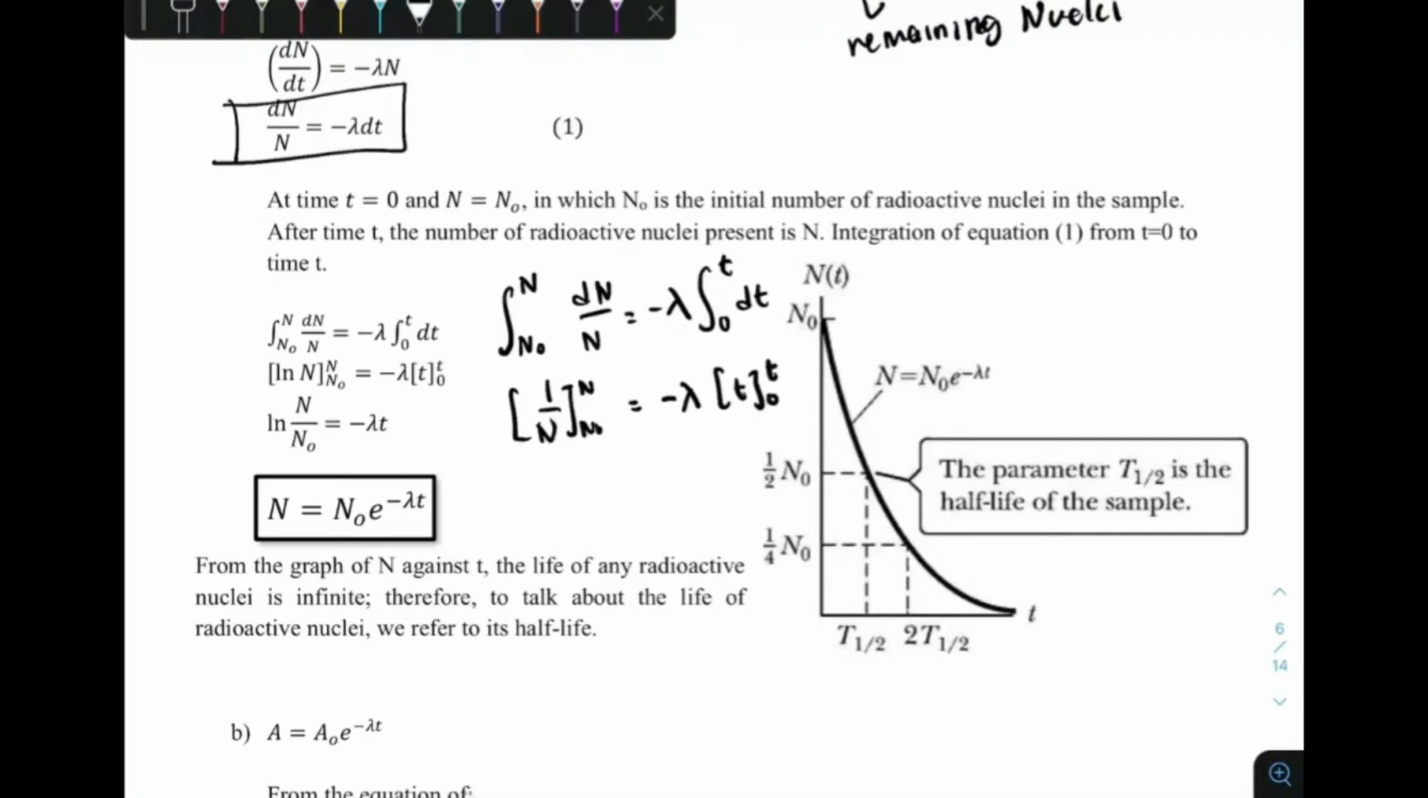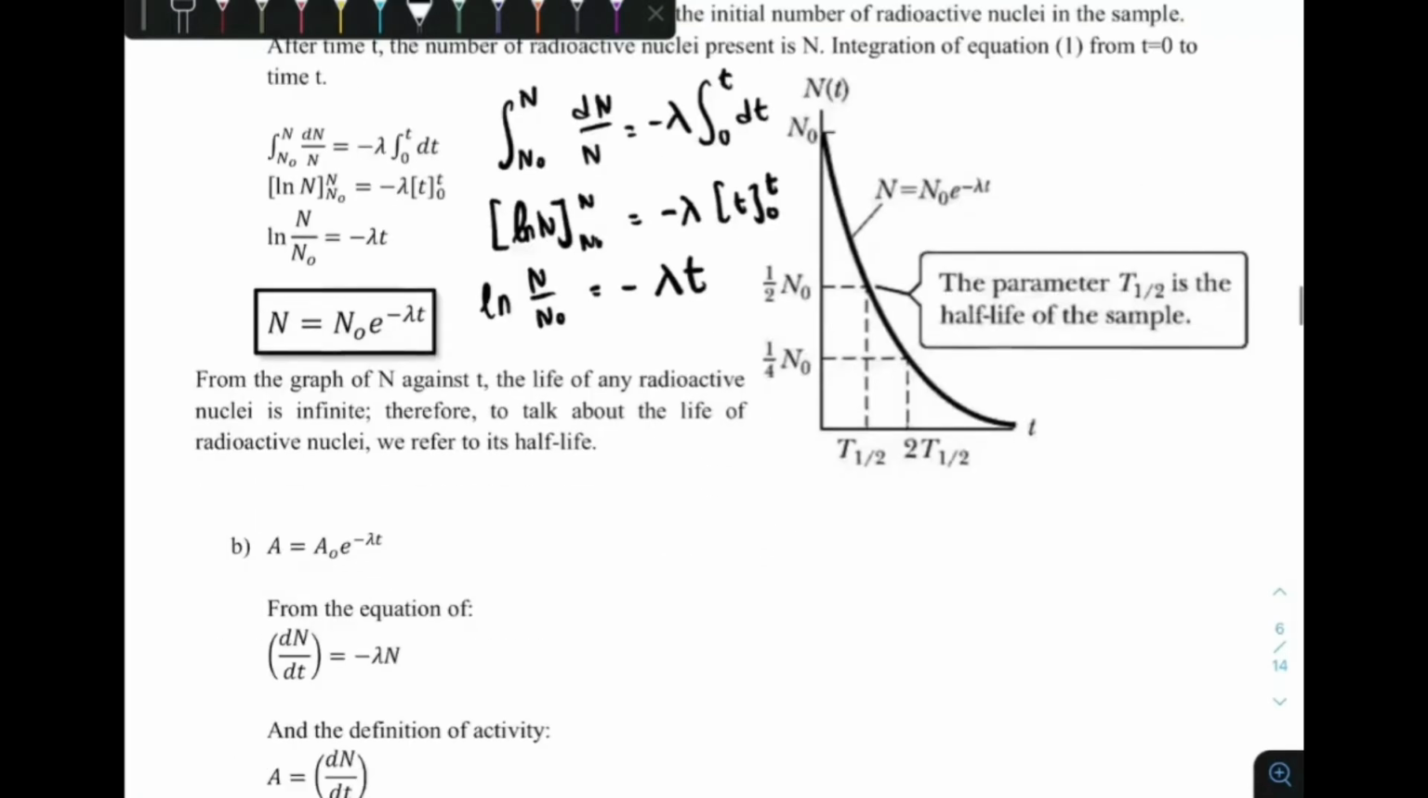So now dekat sini kita ada 1 over n. So integrate 1 over n, awak akan dapat ln n sebenarnya. Ln n. And then you will have ln n over n naught. Okay, sebenarnya dia adalah, kalau kita kembang, dia sebenarnya ln n minus ln n naught. Bila ln minus, number dia akan divide. Kita ada this rule dekat sini, bila ln minus, number boleh divide. So kamu akan end up dengan ln n over n naught sama dengan negatif lambda t, substitute t kosong dan juga t, so tinggal t sahaja, t kosong jadi kosong lah kan.